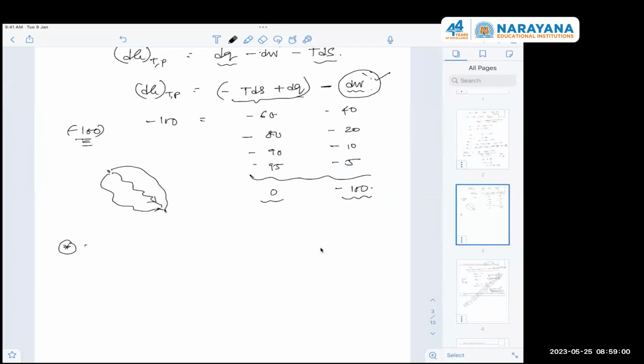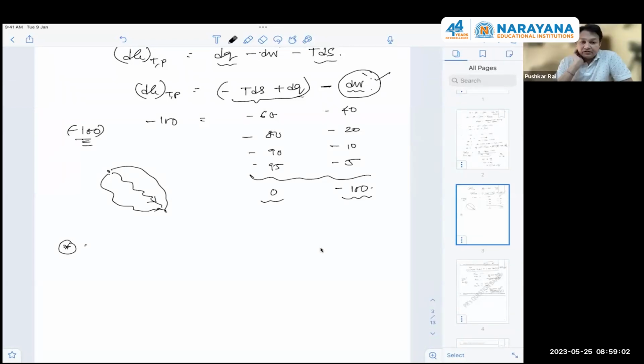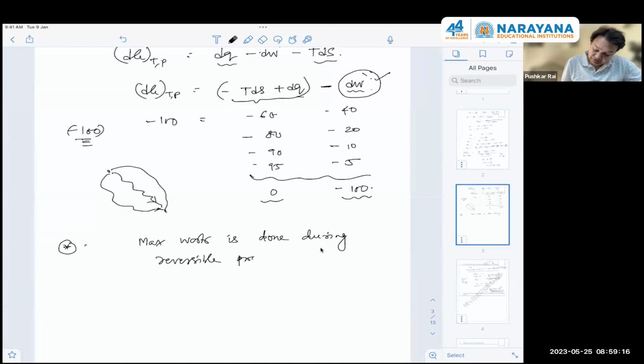Maximum work is done in reversible process. Yes. So maximum work is done during reversible process. First important thing is this. And if you're not doing this process reversibly, then what is happening? The kind of electrical work you are going to get will be less. Electrical work will be less.